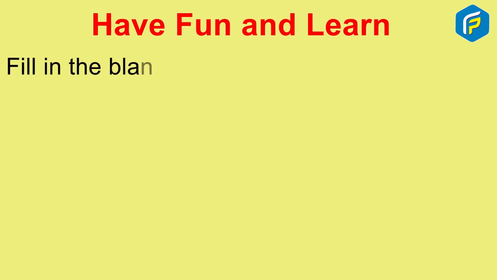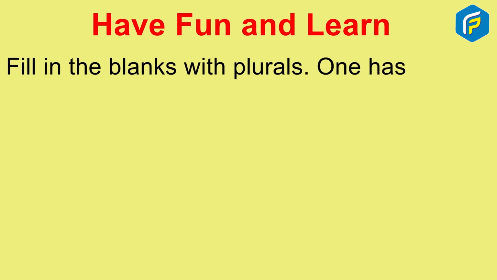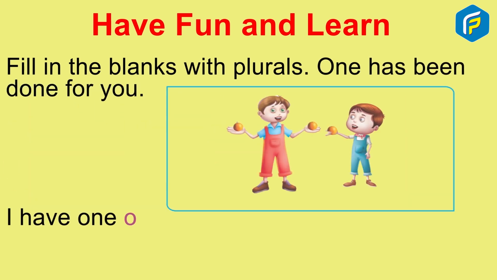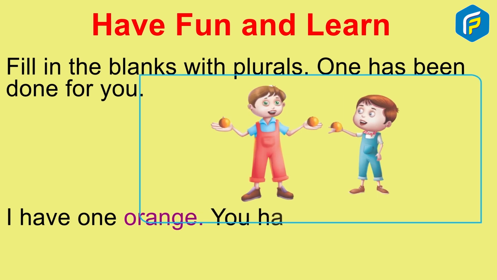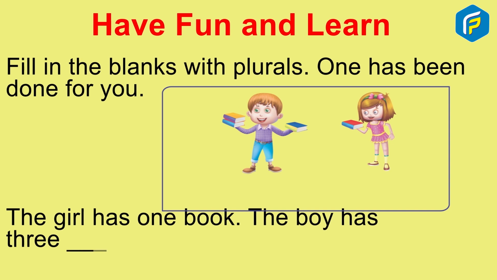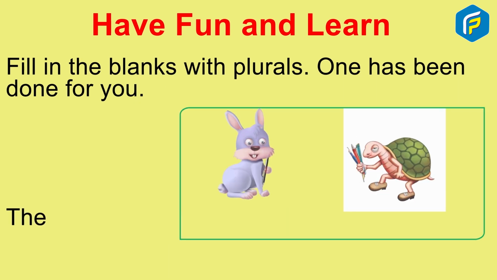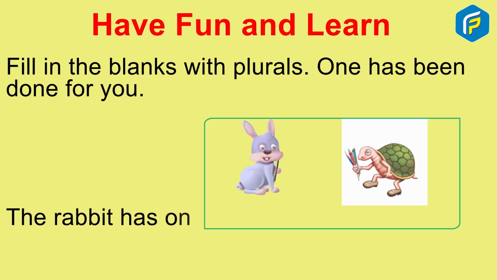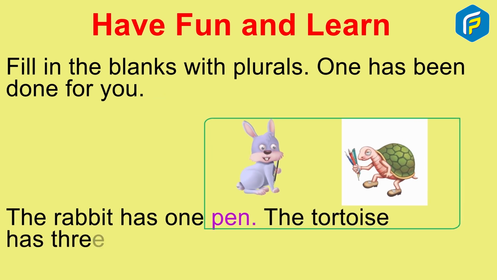Have fun and learn. Fill in the blanks with plurals. One has been done for you. I have one orange. You have two. The girl has one book. The boy has three books. The rabbit has one pen. The tortoise has three pens.